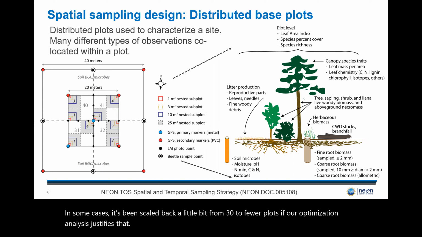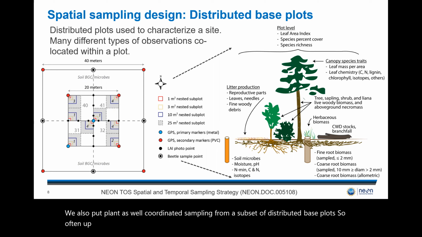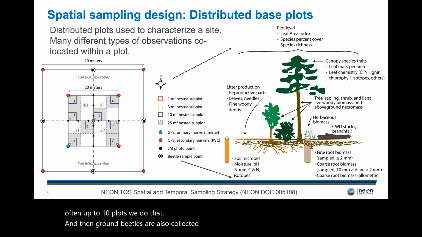We also collect plant and soil coordinated sampling from a subset of distributed base plots. So often up to 10 plots, we do that. And then ground beetles are also collected at distributed base plots.